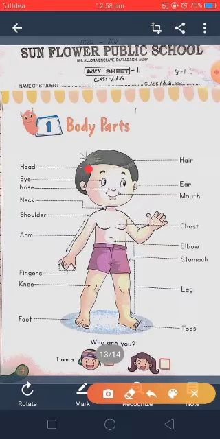Head, eyes, nose, neck, shoulder, arm, fingers, knees, foot, hair, ear, mouth, chest, elbow, stomach, leg and toes.